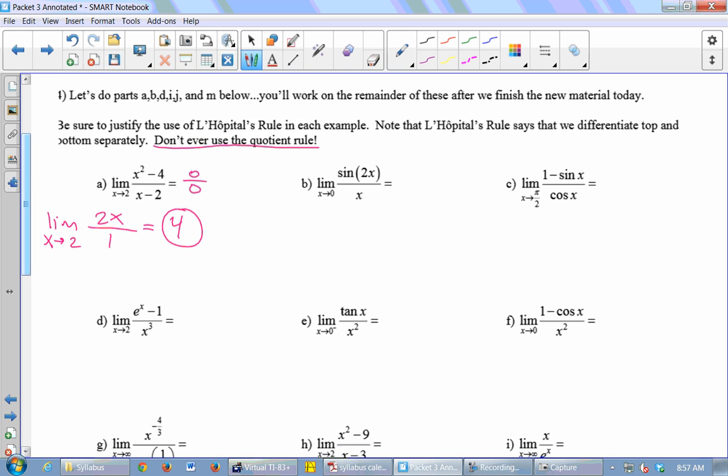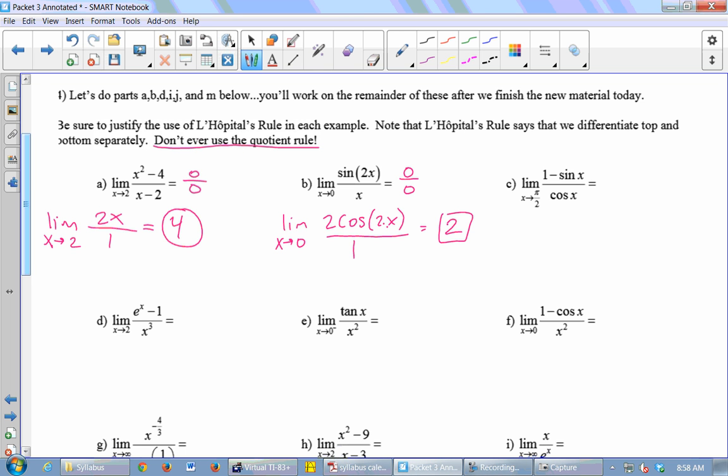All right, the limit as x goes to 0 of sine of 2x over x. What's the sine of 0? 0. And when I put a 0 in the denominator, I get 0. 0 over 0. Okay, so now I can use L'Hopital's rule to evaluate this limit by taking the derivative of the top and the bottom. What's the derivative of sine 2x? 2 cosine 2x. Now when I plug a 0 in there, what's the cosine of 0? 1. So this says 2 times 1 over 1 is 2.